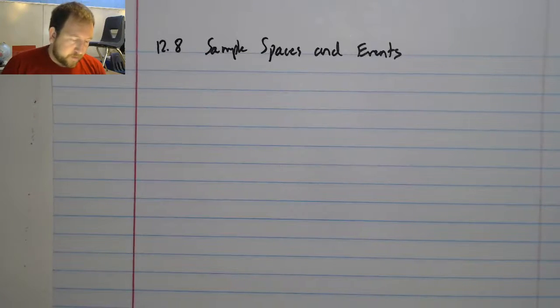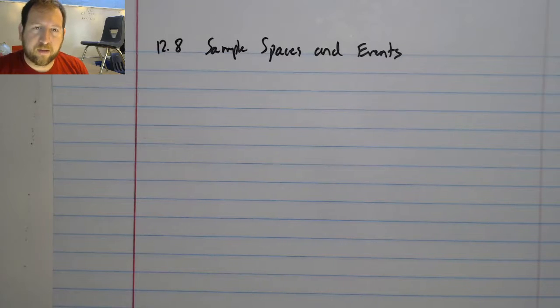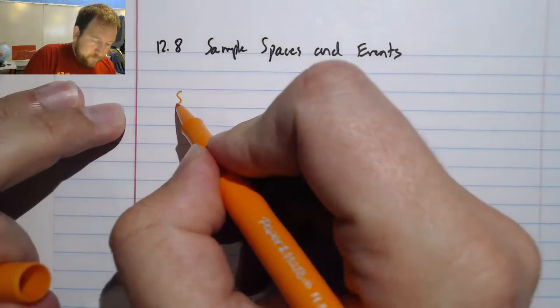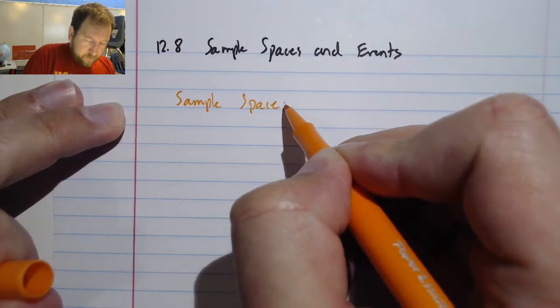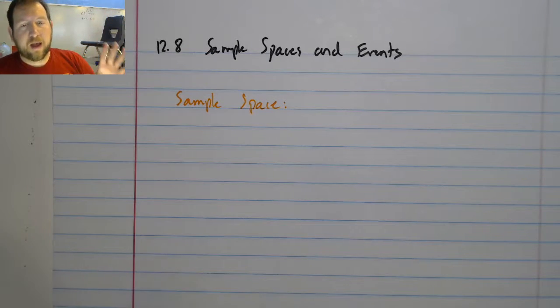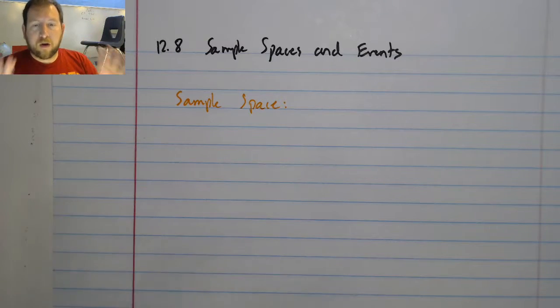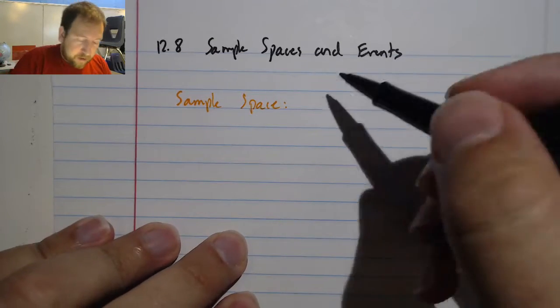All right, I want to talk about section 12.8, sample spaces and events. First, let's define a sample space. Think of it as like an imaginary place in our head where we can put the set of all possible outcomes for any event that we're looking at in probability.